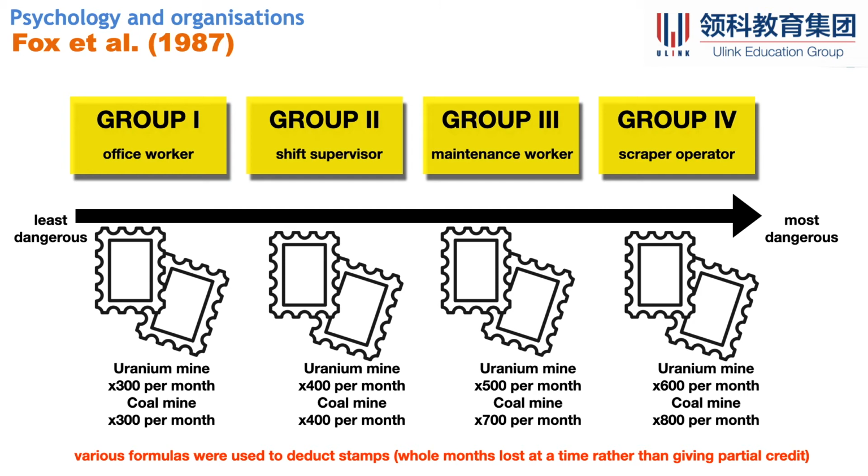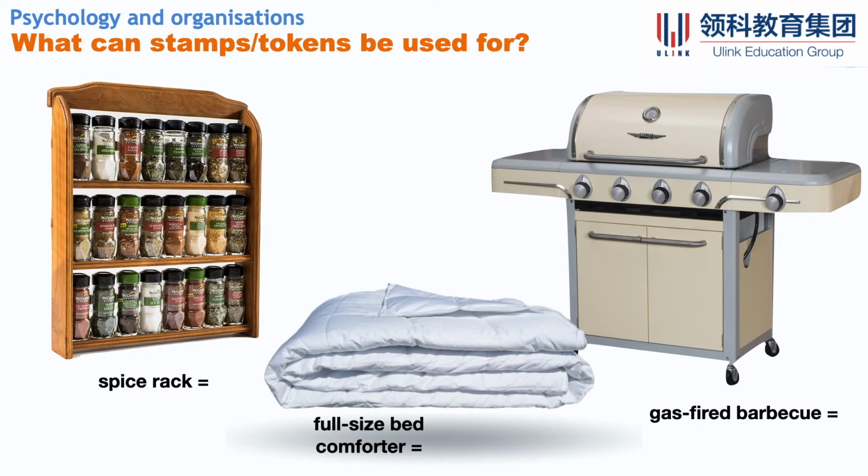What could you do with these stamps? Well, there are various things you can buy at like a company store or something like that, or maybe like some sort of catalog. For 3,000 stamps, you can get a beautiful spice rack. For 7,600, you get a comforter. And for considerably more, you get a gas-fired barbecue. So what is the moral of this story? As I like to tell students, spice racks save lives. Get a t-shirt made of it. It's a true story.